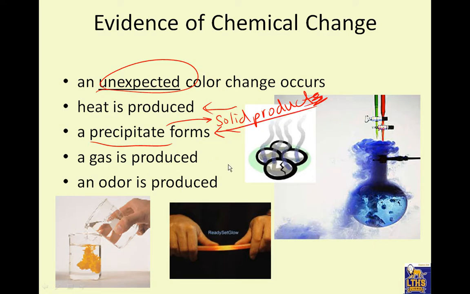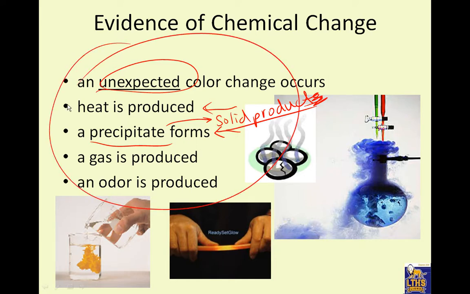If a gas is produced from a chemical reaction, that could be a sign of chemical change. Or if an odor is produced, a different odor. Okay, so how do you know a chemical change happens? Well, you look for these signs. All right, one of them might not mean a chemical change. You might need more than one, or some of these could actually be physical changes, but this is what you look for to decide if a chemical reaction has happened.